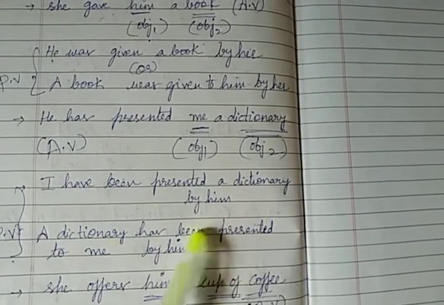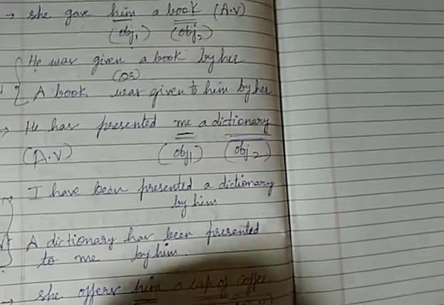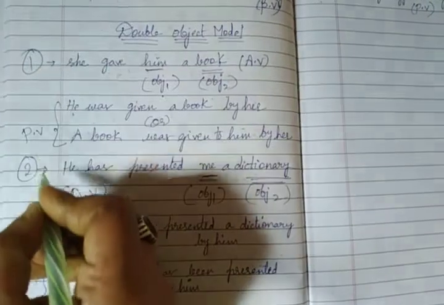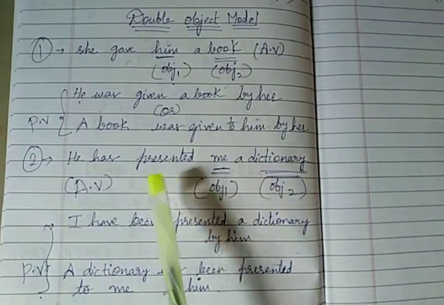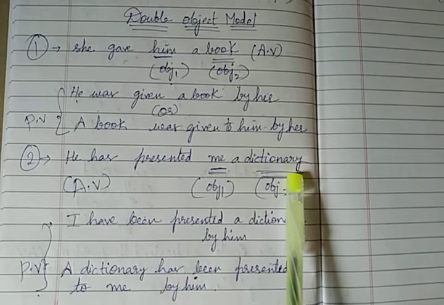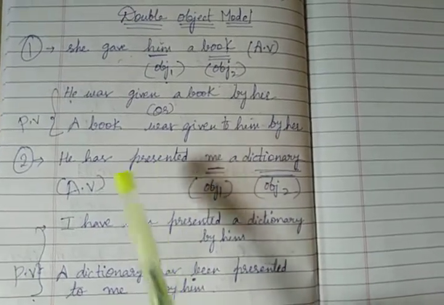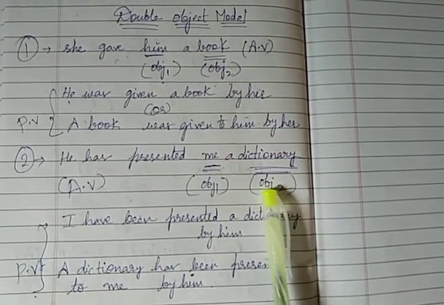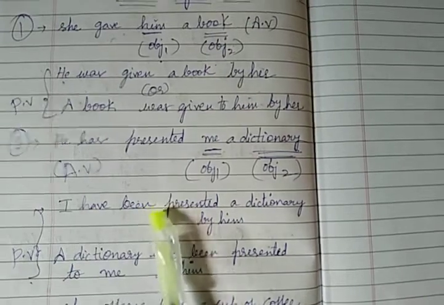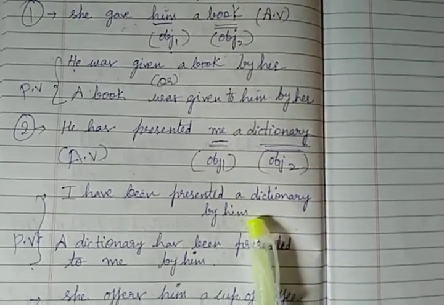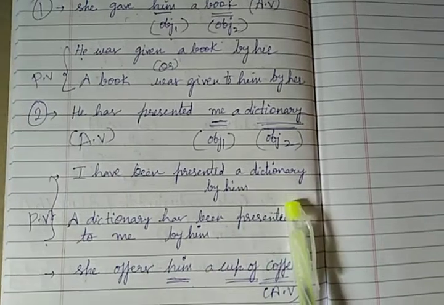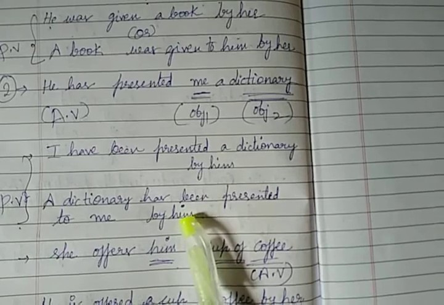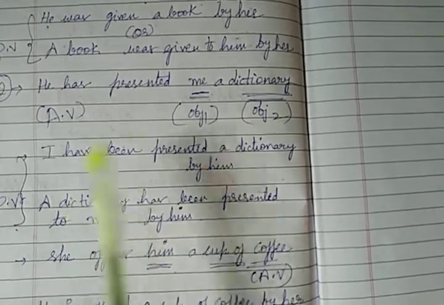In the next example, where is our second example? This is second example. This is first and this is second. He has presented me a dictionary. Here, me is first object, dictionary is second object. So, I have been presented a dictionary by him. It's a passive voice. A dictionary has been presented to me by him. Here, I used second object.